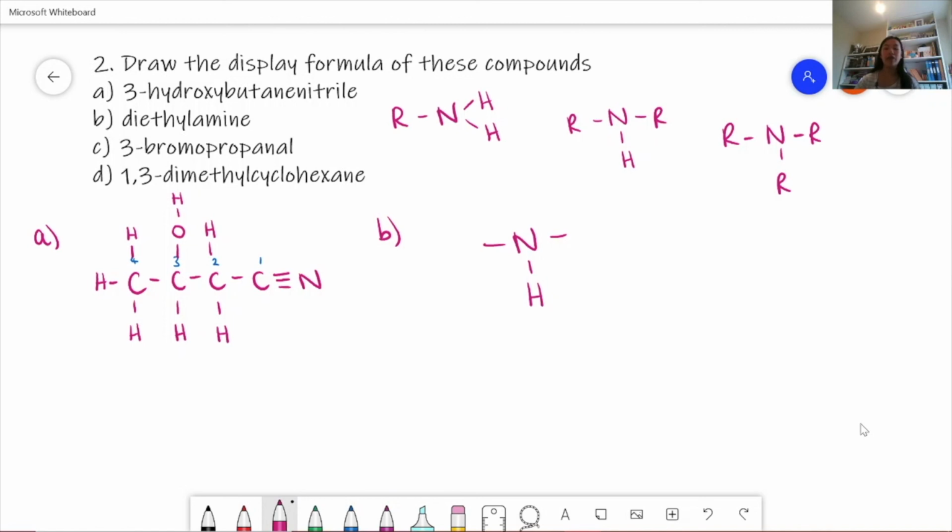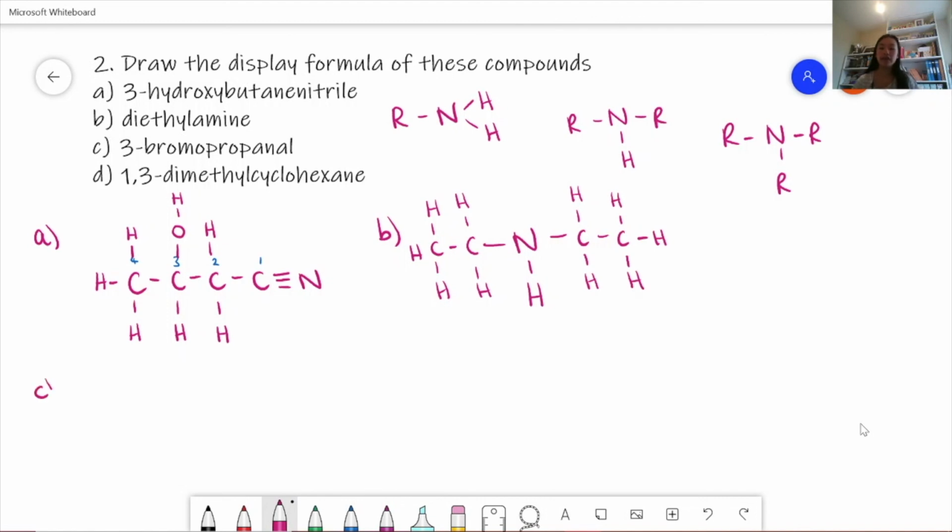And so we have only one hydrogen, and then we have two ethyl groups. So an ethyl is two carbons, and the rest hydrogens. And this is our molecule for diethylamine.